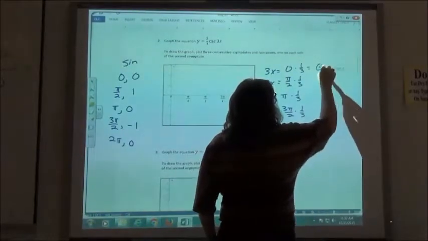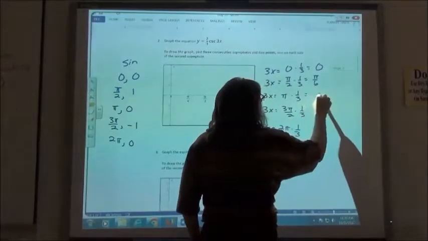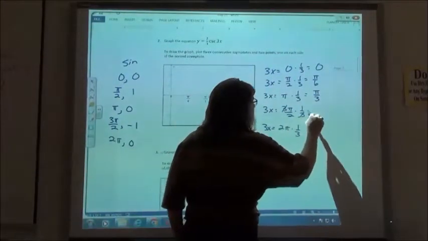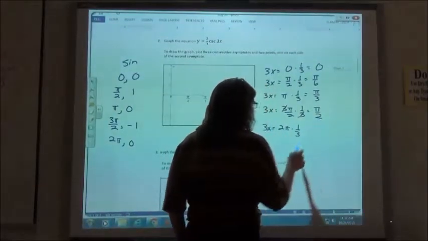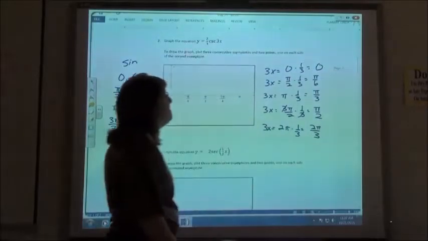So here I get 0. Here I'm going to get pi over 6. Here I'm going to get pi over 3. Here the 3's cancel out, so I get pi over 2. And here I'm going to get 2 pi over 3.